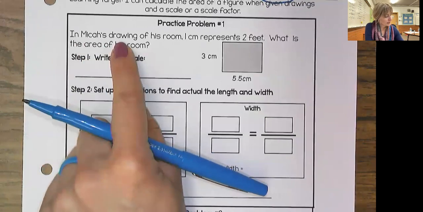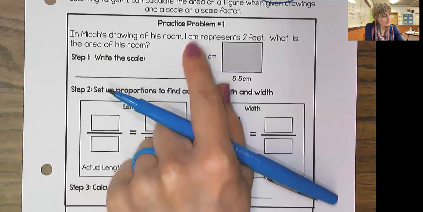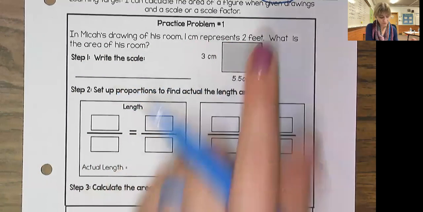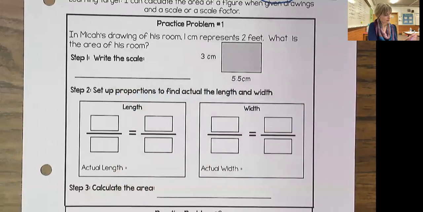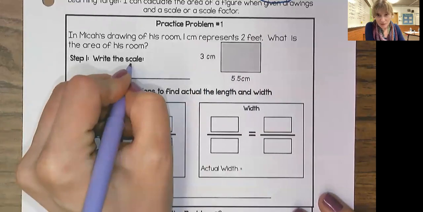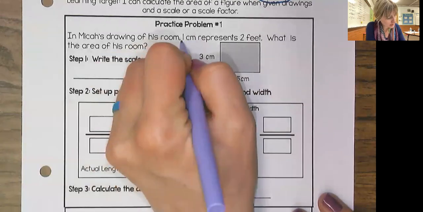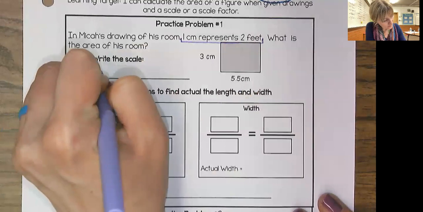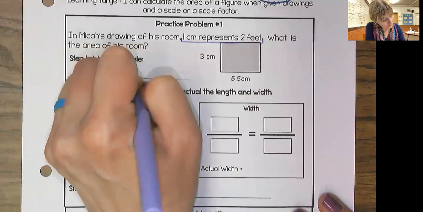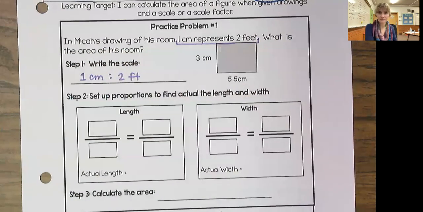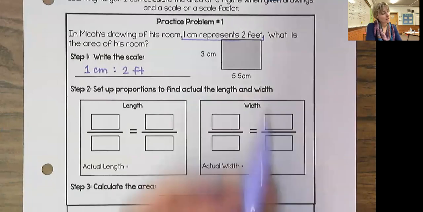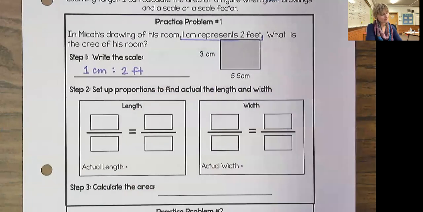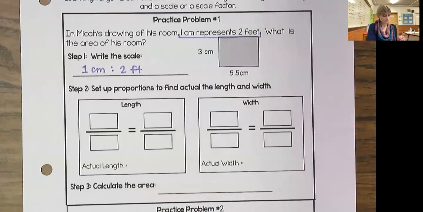In Micah's drawing of his room, 1 centimeter represents 2 feet. Oh my goodness, look what they're giving me right there. Step 1, write the scale. Notice it doesn't say scale factor. It just says what's the scale. That's this part that they gave us, 1 centimeter to 2 feet. That's the scale.